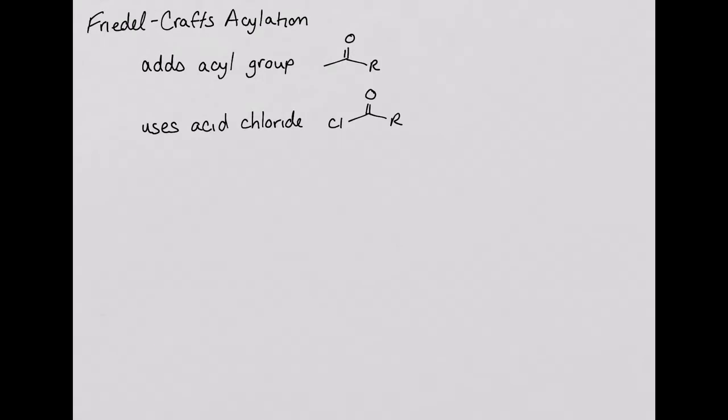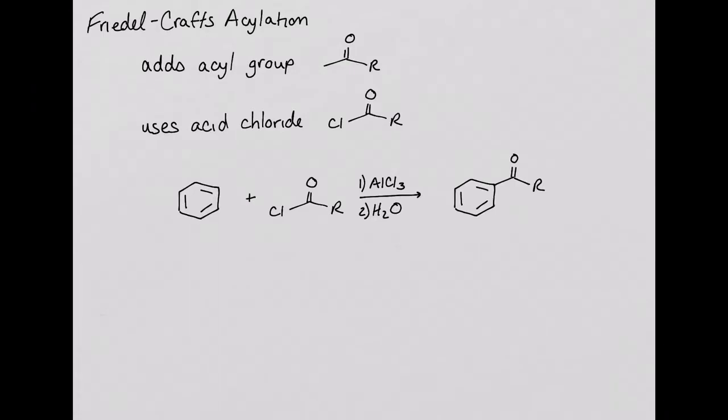In the Friedel-Crafts acylation reaction, benzene, or another aromatic molecule, is treated with an acid chloride in the presence of a Lewis acid, aluminum chloride, to form the acylated benzene. Typically, to get the final acylated product, we have to then treat it with water, which removes the aluminum trichloride complex with the carbonyl. Notice that in this reaction, just like in the Friedel-Crafts alkylation, the electrophile is carbon, and therefore we form a new carbon-carbon bond in the Friedel-Crafts acylation reaction.